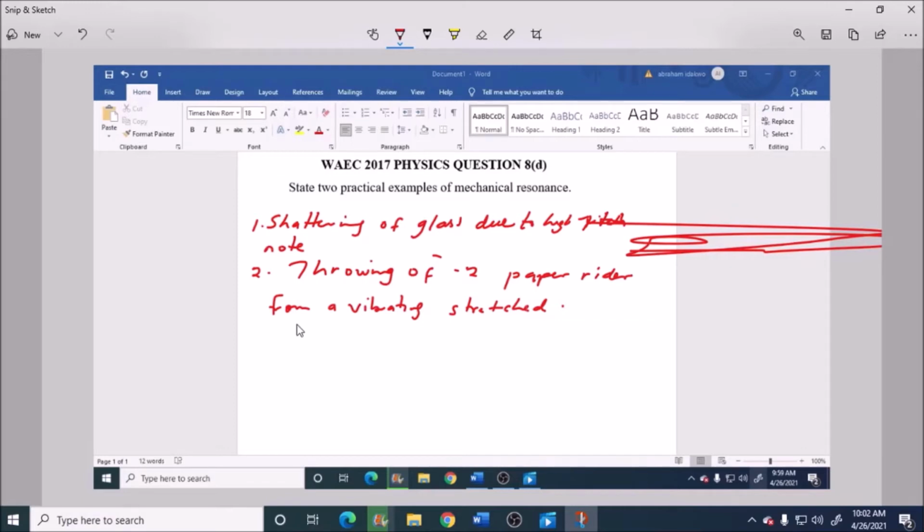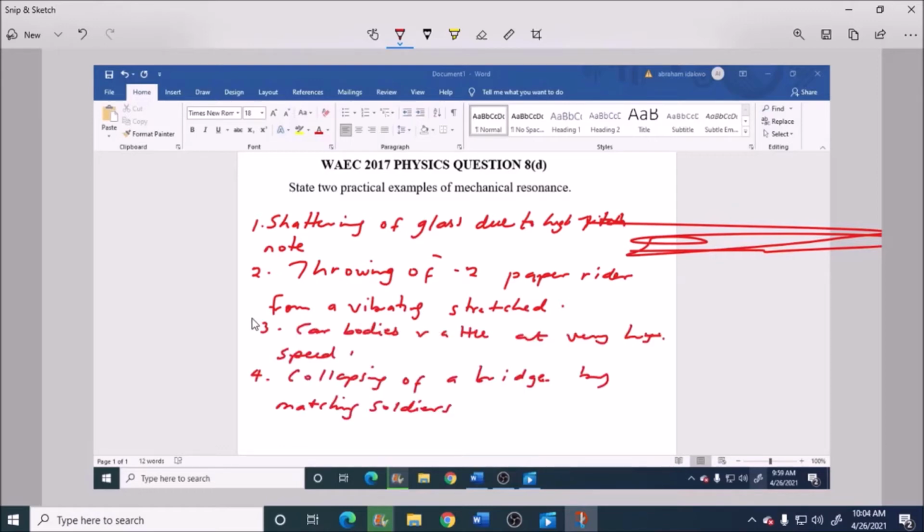So these are the practical examples of mechanical resonance: shattering of glass due to high pitch notes, throwing of paper rider from a vibrating stretched string, car bodies rattled at very high speed, collapsing of a bridge by marching soldiers.